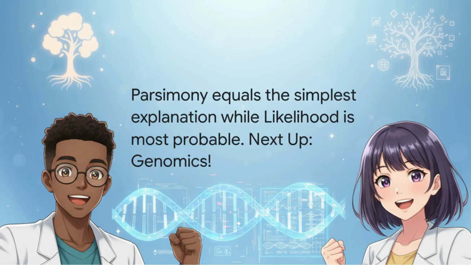To wrap this all up, parsimony equals the simplest explanation. Likelihood equals the most probable explanation. But I'll leave you with this to chew on. As our datasets rapidly scale up to include millions of entire genomes, will even our absolute best likelihood models be able to keep up computationally? Or are we on the verge of needing an entirely new mathematical framework for evolution?